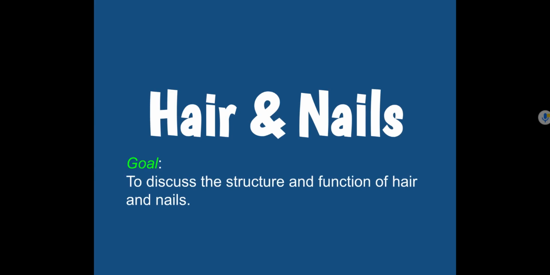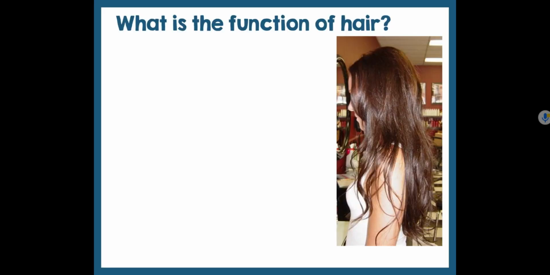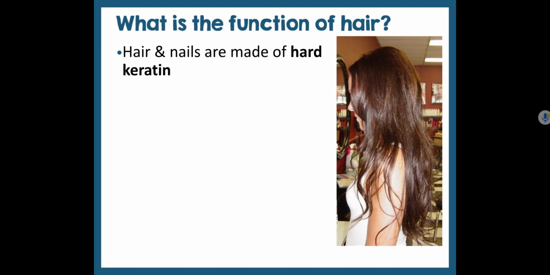Today we're going to continue talking about appendages of the skin. The goal of this video is to discuss the structure and function of the hair and nails. Before listing some of the functions of the hair, I'll briefly mention what hair and nails are made of. Hair and nails are made of hard keratin. Recall that keratin is a tough, waterproof material.